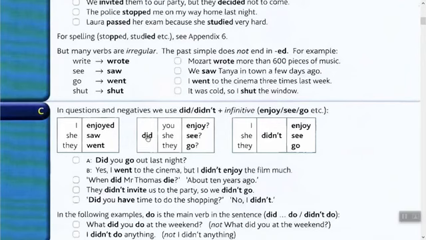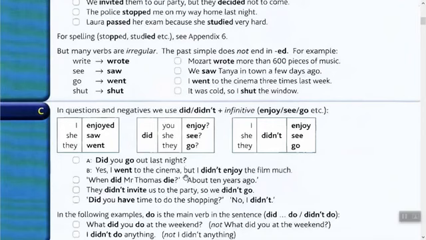Here we have a question. With the present simple we said we use do, does. Here we use did. Did, subject, and here the verb should be infinitive, with no ing, no ed, no s. This is the meaning of infinitive. Negative: subject, did not or didn't, then infinitive. For example, did you go out last night?